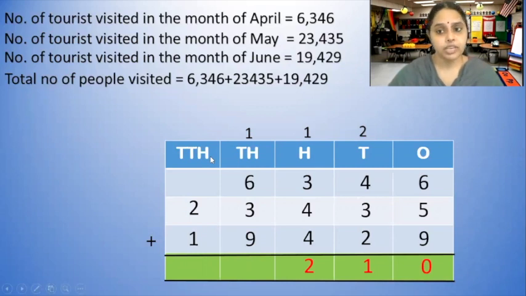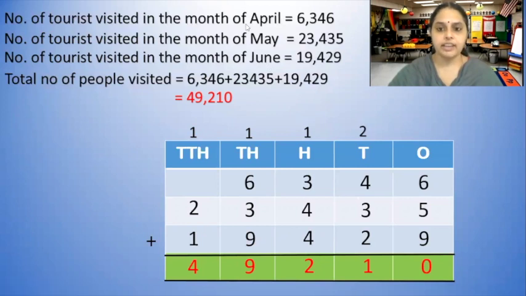I am not going into detail because we have already learnt addition, isn't it? Okay. Now 6 plus 1 is 7, 7 plus 3 is 10, and 10 plus 9 is 19. So when we add all the digits in the 10,000s place, we will get 4. So totally how many people visited? 49,210 people visited Darjeeling. Okay. Is that clear to you?